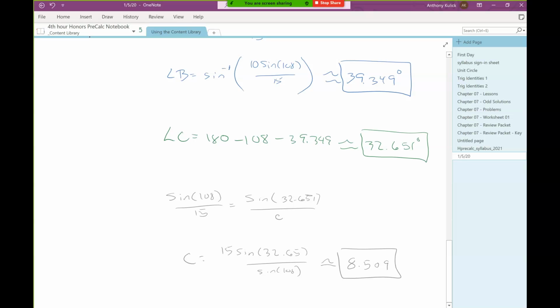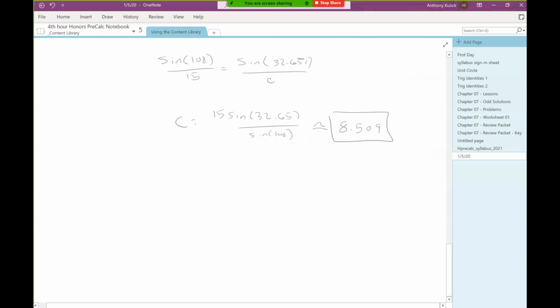Everybody feel okay on doing this? This should be relatively straightforward, right? Not anything too tricky right here, because all we're doing is using a formula to do these. Now there is something that is quite tricky involving the law of sines, and that's called the ambiguous case.